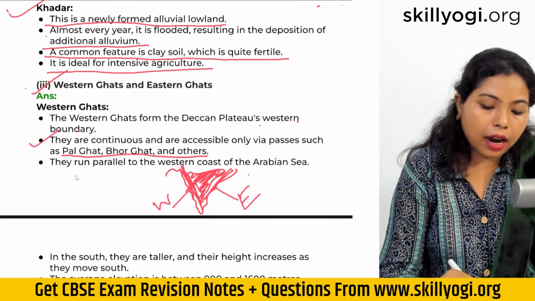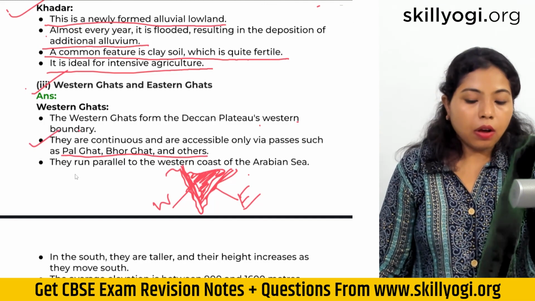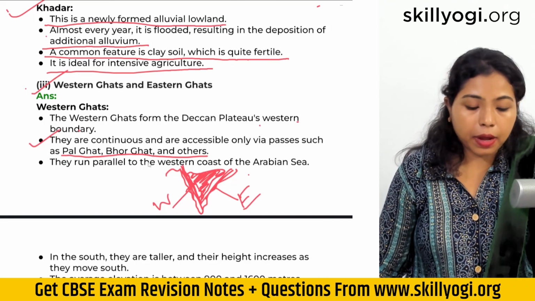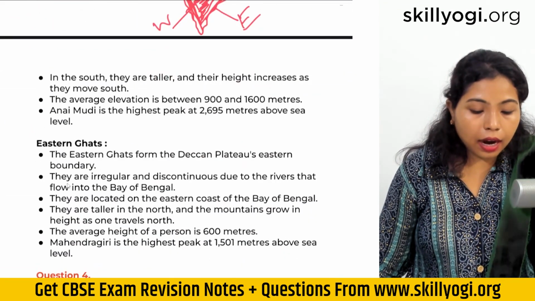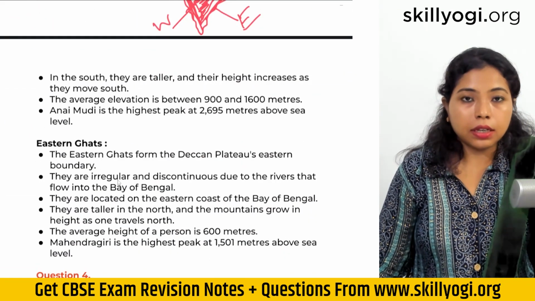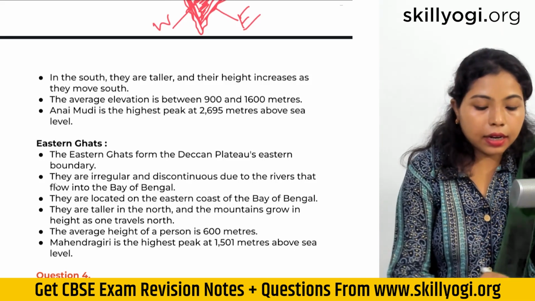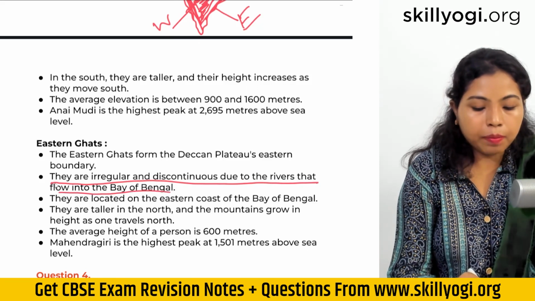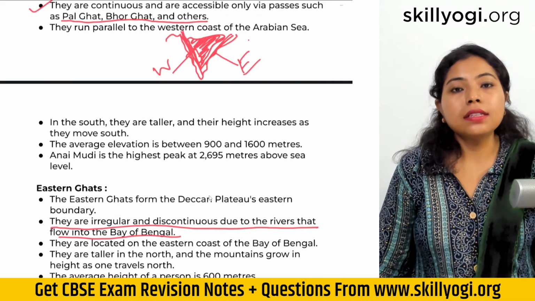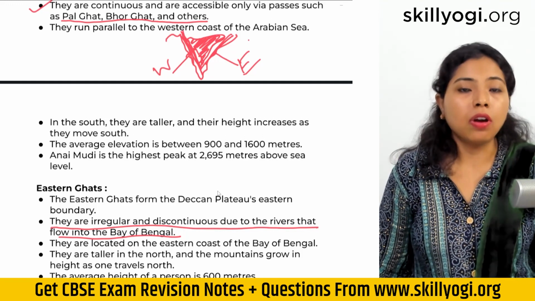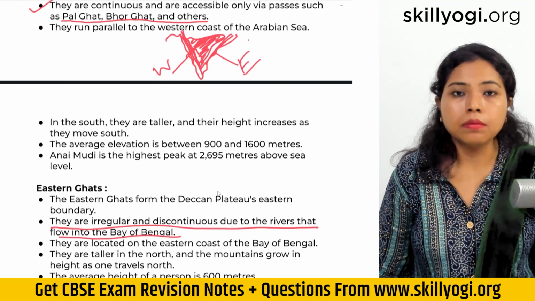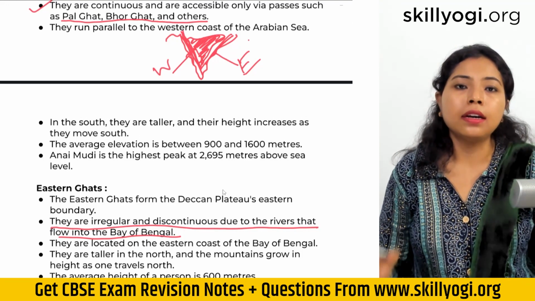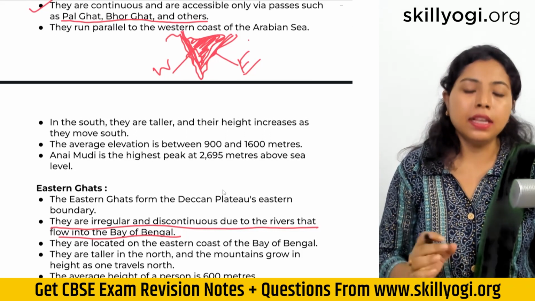So the Western Ghat is a continuous range. Only there are some passes, that is Thal Ghat Pass and Bhor Ghat Pass. But the Eastern Ghat is an irregular or discontinuous range. They are irregular and discontinuous due to the rivers that flow into the Bay of Bengal. Why is the Eastern Ghat an irregular range? Because the rivers Godavari, Krishna, and Kaveri have cut through some parts of the Eastern Ghats.